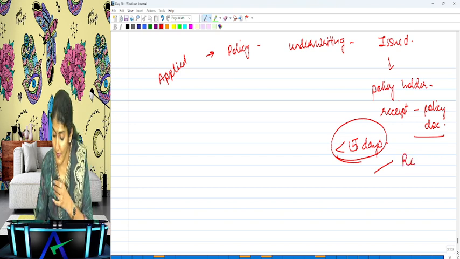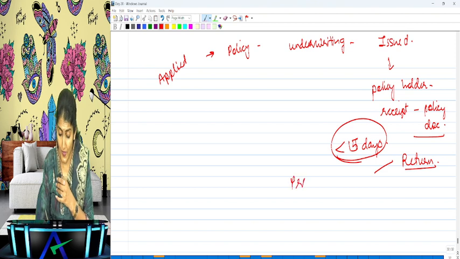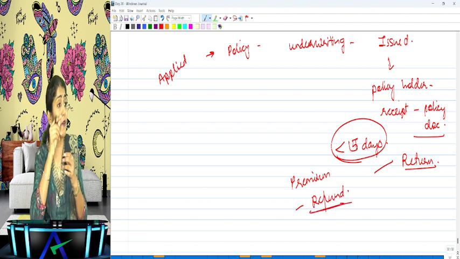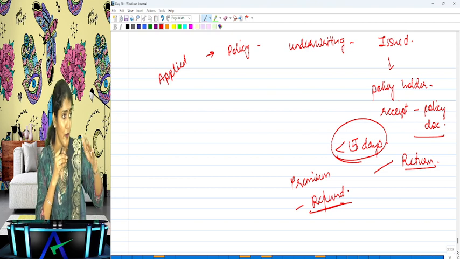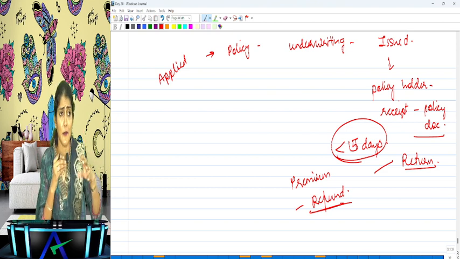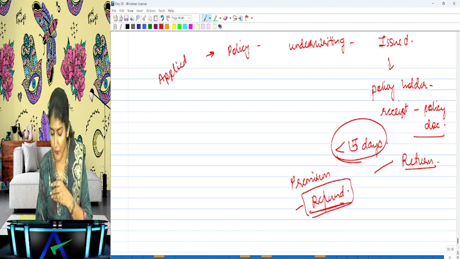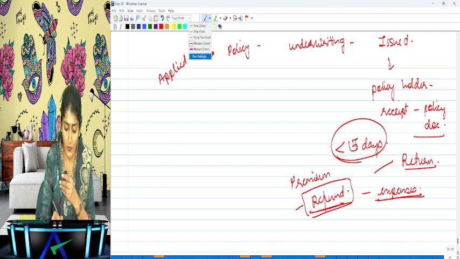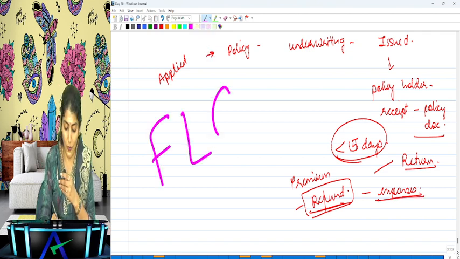So in that case, whatever premium the insurance company had received on that policy, they will have to refund, with a proportionate deduction of, say, 13 days insurance cover that was given. For those 13 days, the premium will be deducted, and any medical expenses incurred will also be deducted, right? So premium is to be refunded subject to any expenses incurred by the insurance company. So this is the concept of the FLC, free look cancellation.